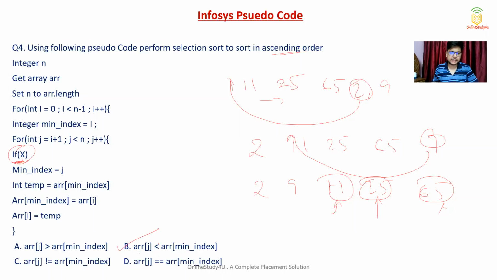So array of j, if array of j is less than array of min index, then in that case we do the swapping. So B is the correct option. Array of j is less than array of min index. So these were all the questions that I was able to find.